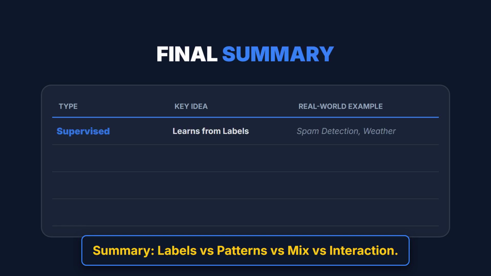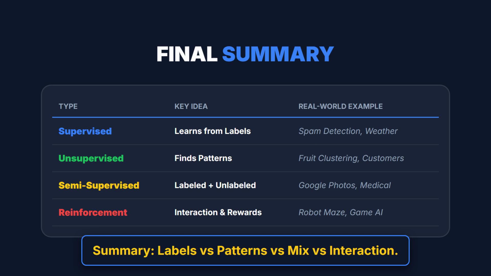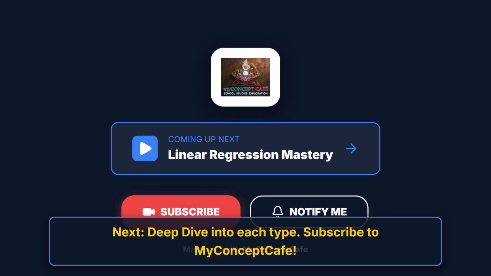To summarize, supervised learns from labels, unsupervised finds patterns in raw data, semi-supervised is a cost-effective mix, and reinforcement learns through interaction and rewards. In the coming days, we will explore each type in even more detail.